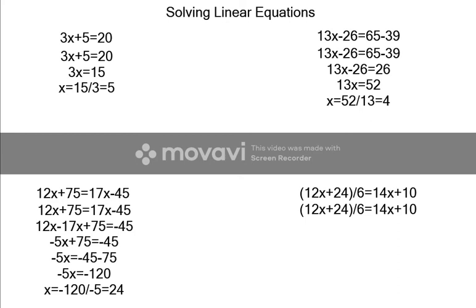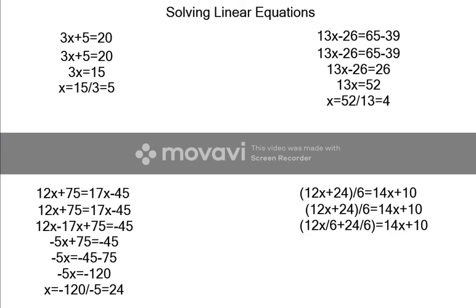If you want, you can multiply by 6 on both sides. Then you'll end up doing 14 times 6 and 10 times 6. That's just too much of a hassle. So let's do it like this. Let's put our parentheses. So we have 12x divided by 6 plus 24 divided by 6 equals 14x plus 10.